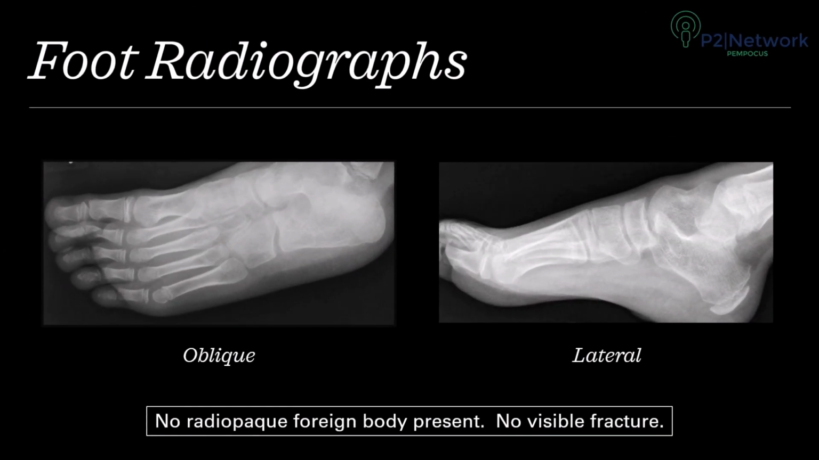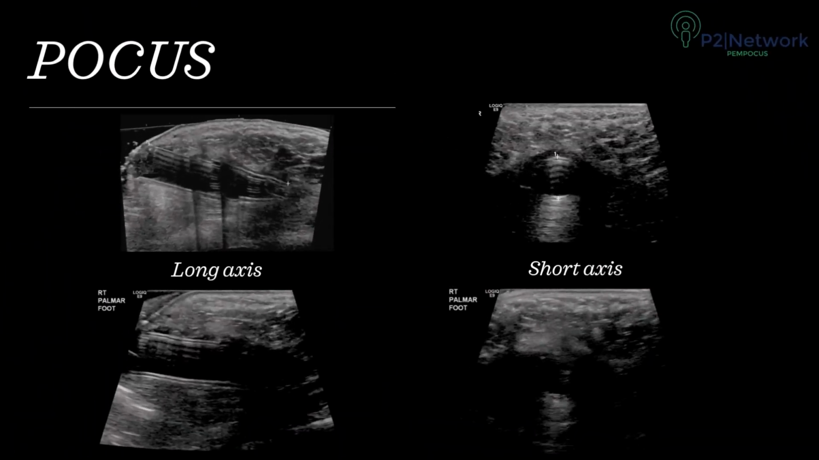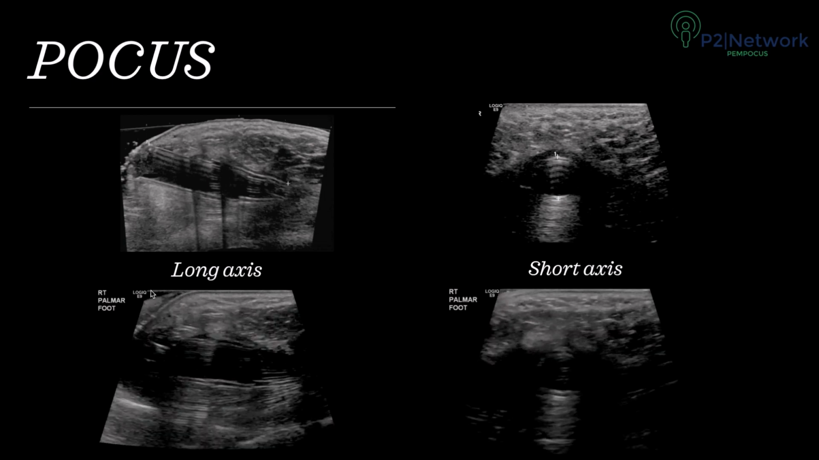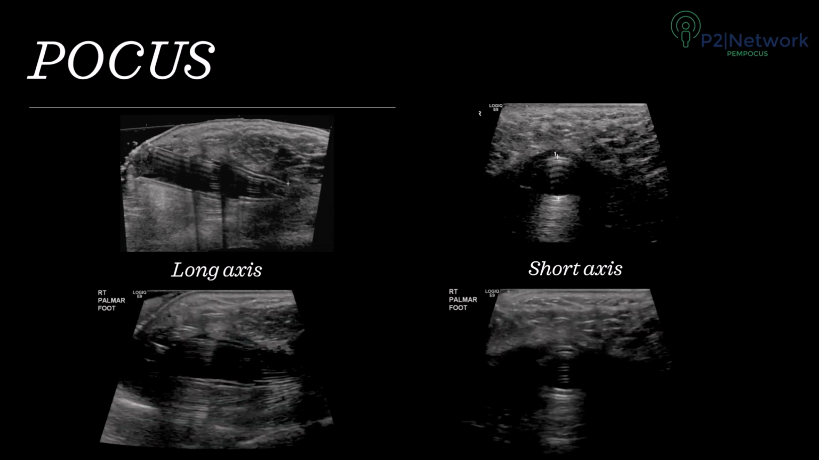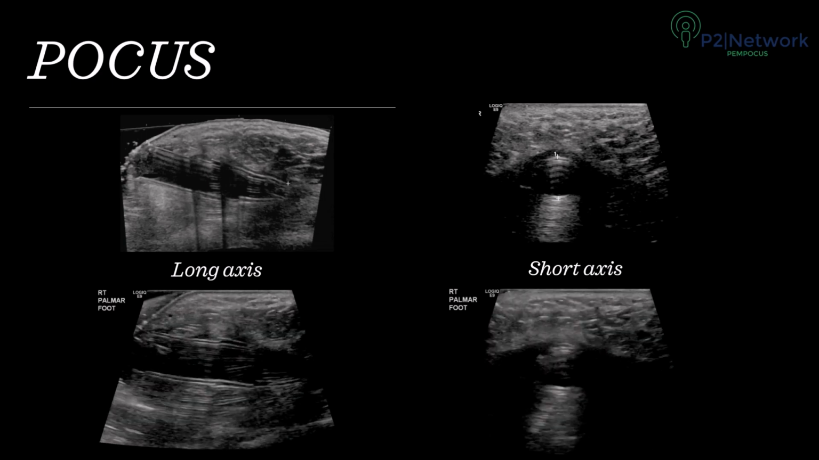X-ray shows no radiopaque foreign body. On the ultrasound, you can see the image on the left in a long axis, and the image on the right in a transverse view. It looks kind of circular and tube-shaped.